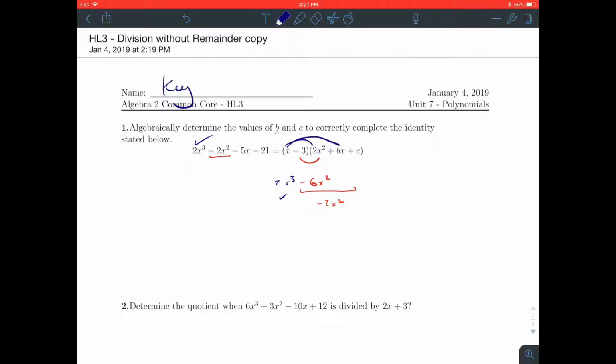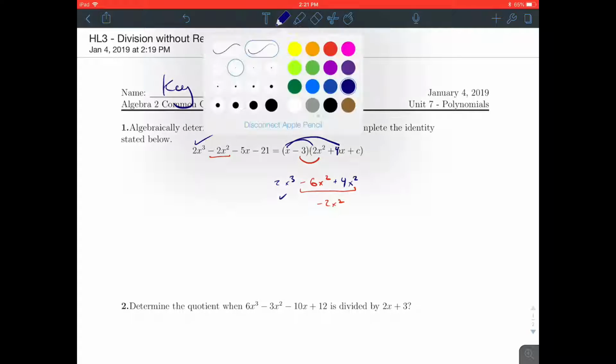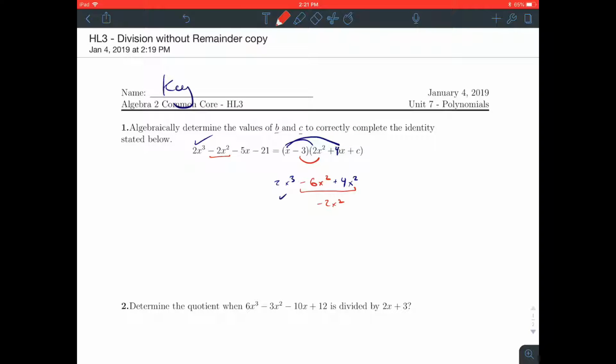Let's see. Well, x times this, that's going to give us an x squared term. We want to end up with negative 2x squared, so it looks like I want positive 4 here. So I get 4x times x is positive 4x squared. Yeah, that looks good. When we put the 4x there, though, we also have to do negative 3 times the 4x. So that will give us negative 12x. But we wanted negative 5x.